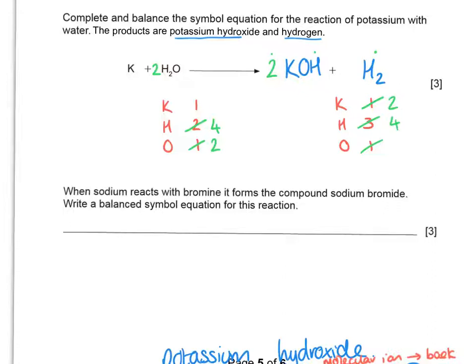So let me go over that again. It's 2 times by 1 here, which is 2, plus these 2, which is 4. So 4 hydrogens in total. Then we've got oxygens, and again we've got 2 times by 1, which is 2 oxygens. So my oxygens are fixed, my hydrogens are now fixed. Just got to fix my potassium, and I'm going to do that by putting a 2 in front of my K, which gives me 2 potassiums on the left hand side. So your final answer is 2K plus 2H2O gives you 2KOH plus H2.